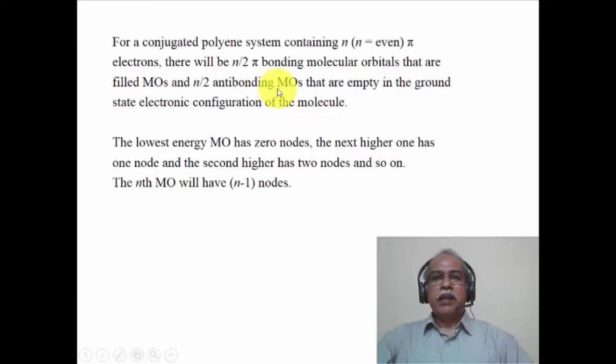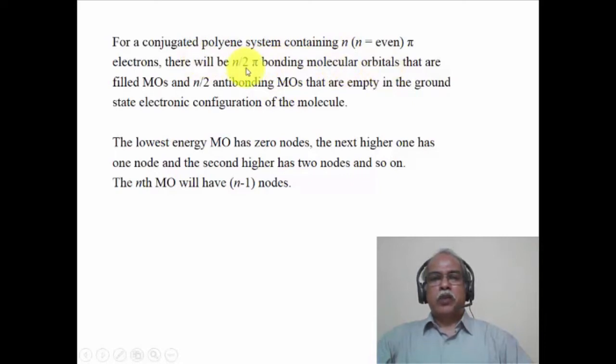Now for a conjugated polyene system, let us take butadiene. There are two double bonds in butadiene. That means there are 4 pi molecular orbitals. So if there are 4 pi molecular orbitals, then there must be 4 pi electrons to be occupied in the 4 pi molecular orbitals, out of which half of them will be bonding molecular orbitals.